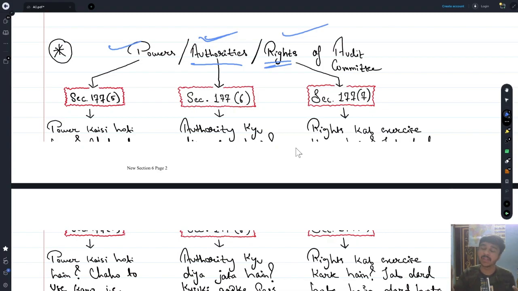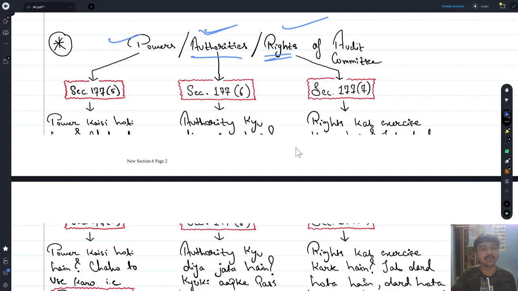It is trying to say that whenever I am giving you certain powers, use them with discretion. Don't use them abruptly. When I'm giving you certain authorities, I feel that you have some expertise, that's why I am giving you authorities, so use that authority whenever needed. Use it when it is very, very necessary. And third is rights. Even after using your powers and authorities, if you are not being heard, I am giving you a right that you will be heard.